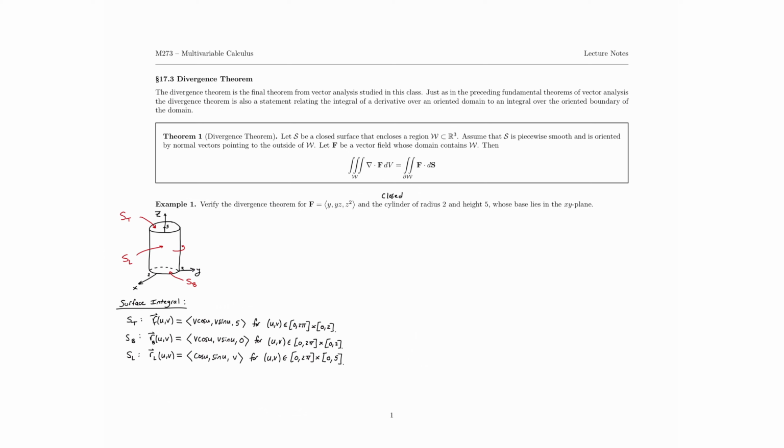So now that we have this, we can see that the double integral over the surface S, and here it's important to note that S is the top glued with the bottom, glued with the lateral portion. So this F dot dS is equal to the surface integral of the top, plus the surface integral over the bottom, plus the surface integral over the lateral portion, F dot dS.